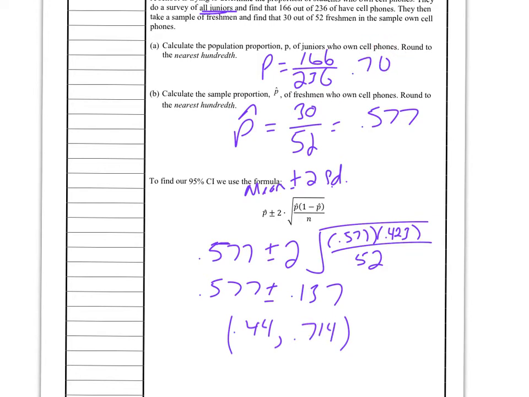So we can say that they could be the same. We cannot say that they are different. We have evidence the proportion of freshmen is equal to the proportion of juniors because 70% is within our interval and is inside the bounds that would occur due to random variability.